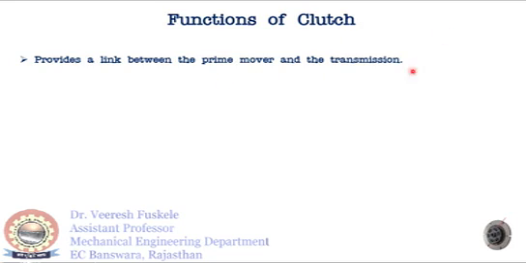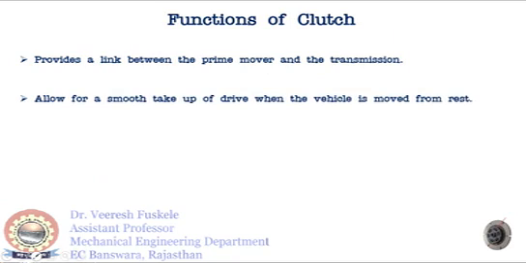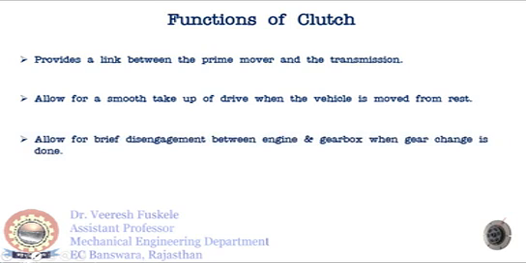Next, the clutch should also allow for a smooth takeoff drive when the vehicle is moved from rest. So when the vehicle is moved from rest, the takeoff of the vehicle should be smooth. So the engagement of the clutch with the flywheel should be smooth. And the third one, the clutch should also allow for brief disengagement between the engine and gearbox when the gear change is done. So during the gear change, the clutch should also provide the disengagement between the engine and the gearbox. So these are the typical expectations from the clutch.